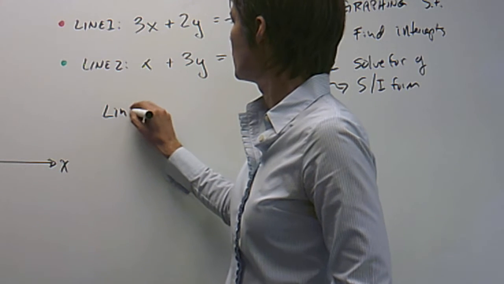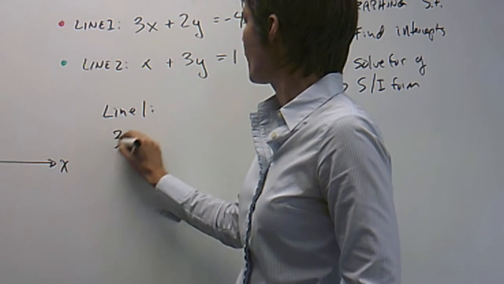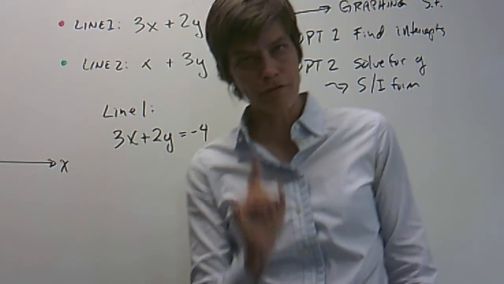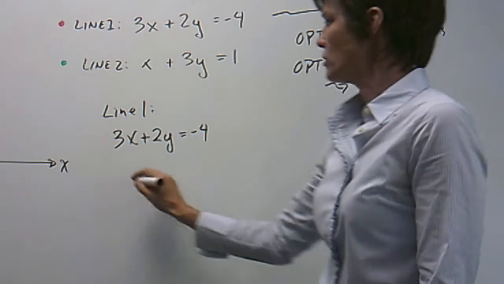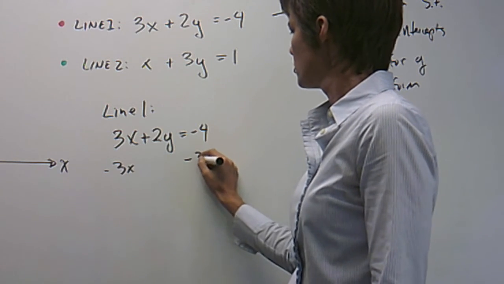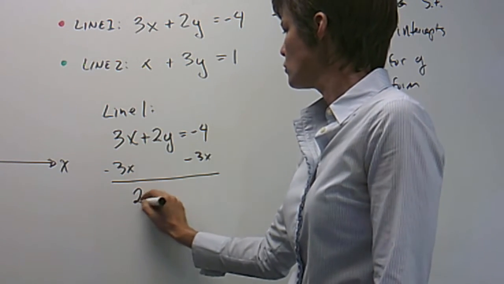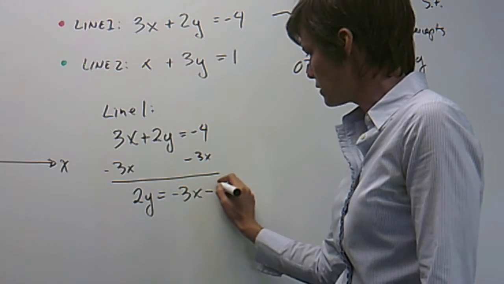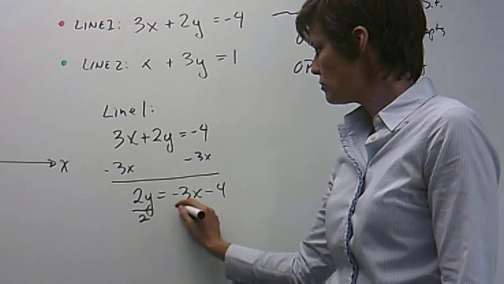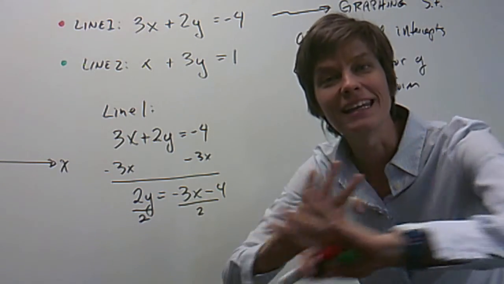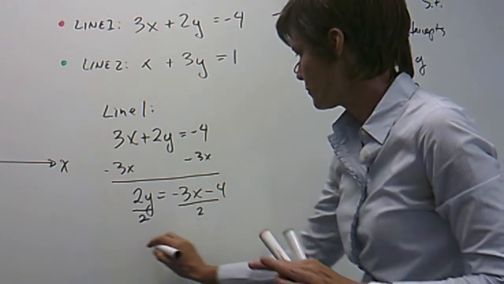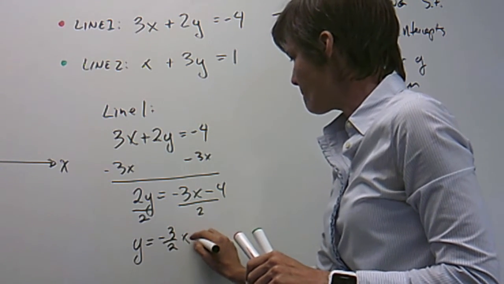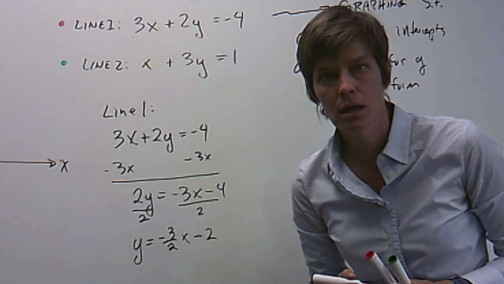Line 1, 3x plus 2y equals -4. We're solving for y, so we subtract 3x. 2y equals, I'm going to put the x part first, -3x minus 4. Divide by 2. Don't forget to divide everything by 2, okay? y equals -3 halves x minus 2.